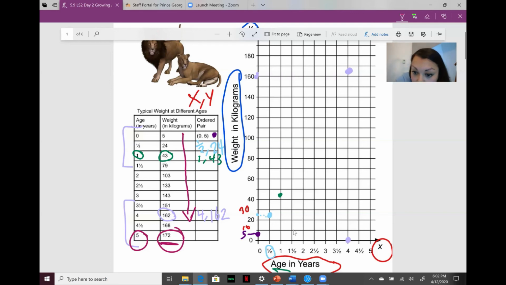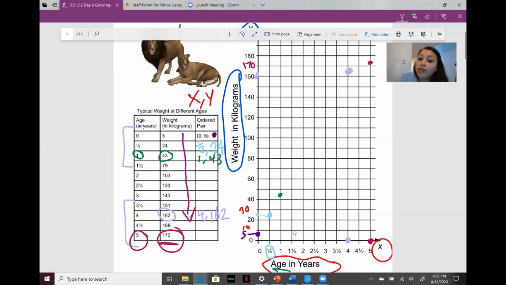So again, we go to our 5 years, which is our x-axis. We go all the way up to around 172. 170 is going to be this line right here in between 160 and 180. So I know 172 is going to be right above it. So it's going to be around here.